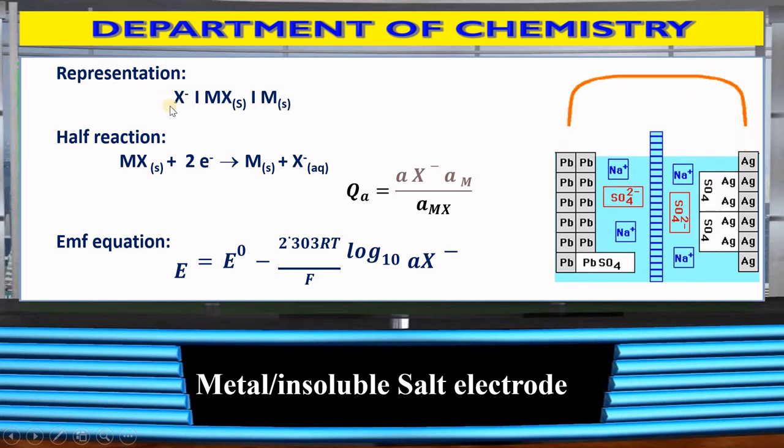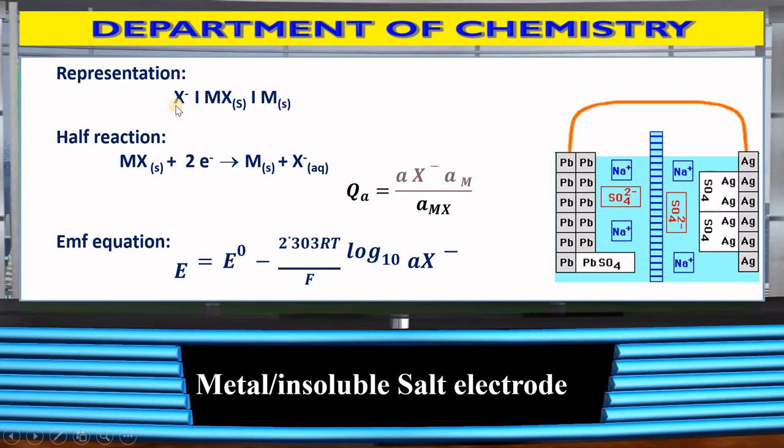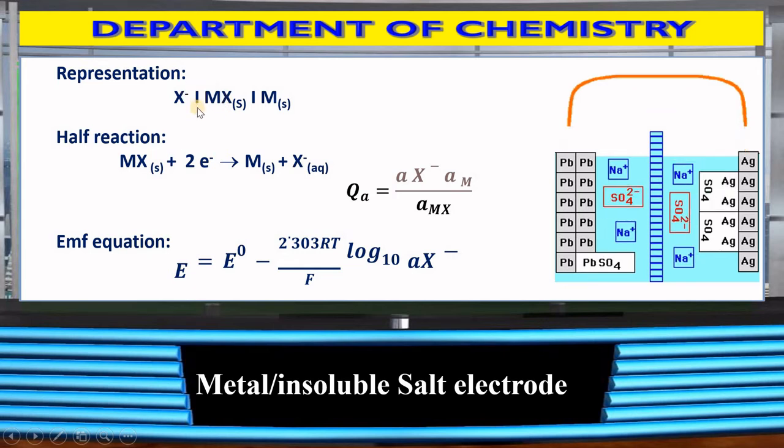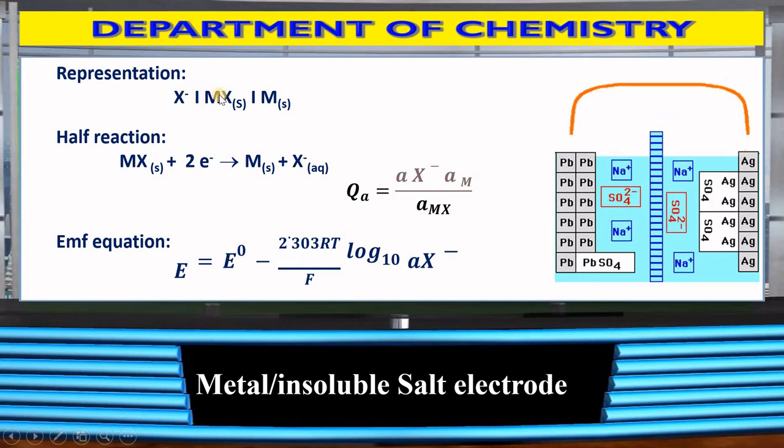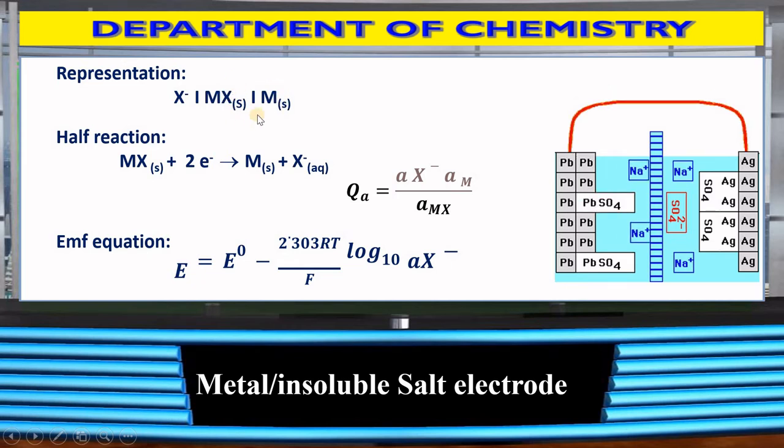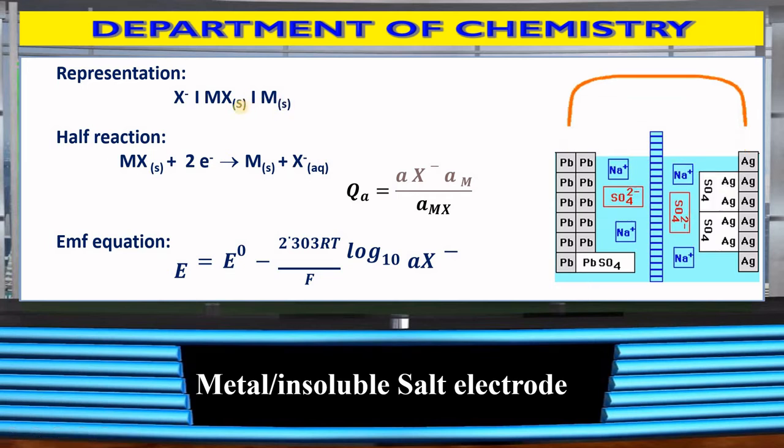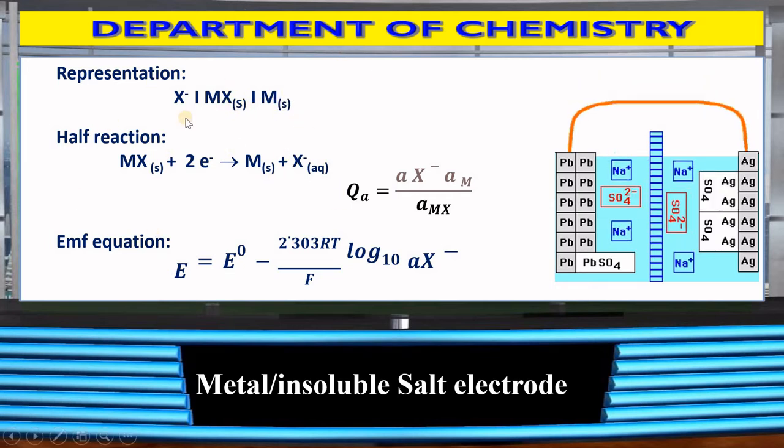Okay, this X minus ion is present in aqueous form, MX is in solid state, and to differentiate the phases of X minus ion and MX, I write a single vertical line here. And these two are two different chemical compounds, two different phases: MX in solid state and pure metal M in solid state. So for the differentiation between MX solid and pure metal M, I write a single vertical line here.